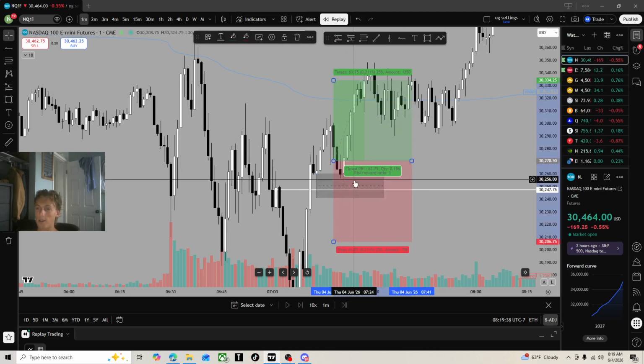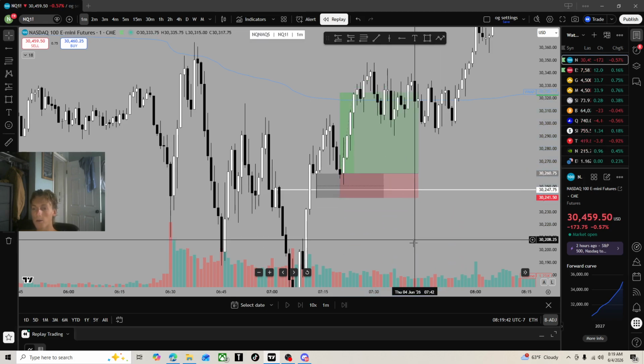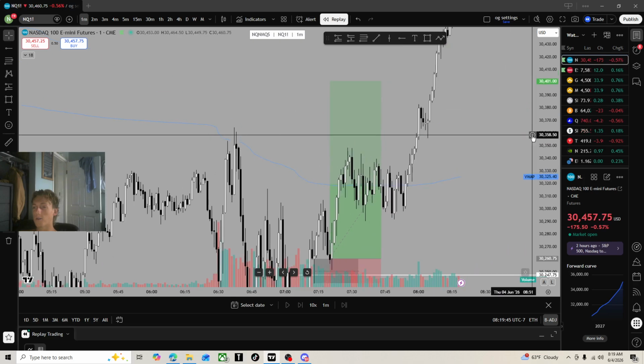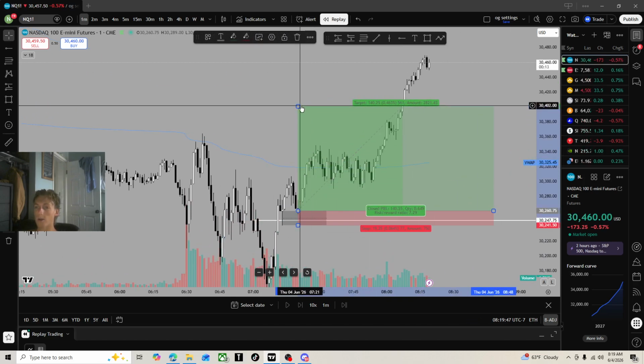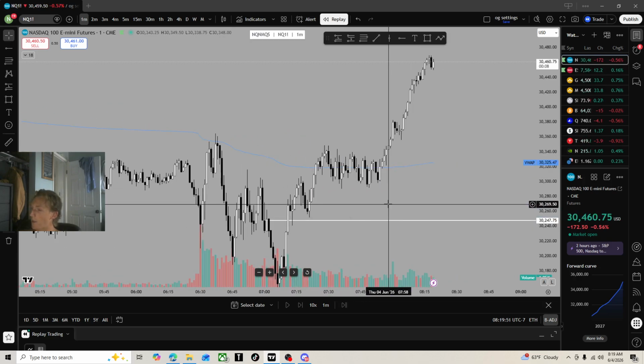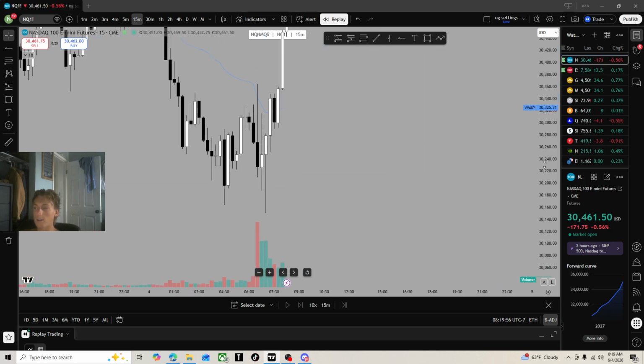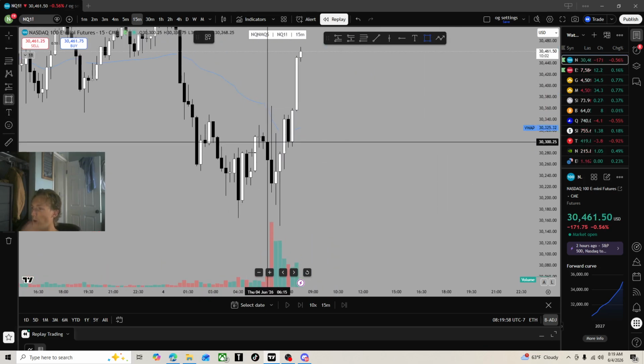You can see that you could have taken your entry right off this rejection block and absolutely printed, with a 20-point stop loss, and you'd still be in this trade running 200 plus points. So that's the example that I wanted to show you guys right now. You could also look at this one. I'm just going to explain basically what a rejection block is.